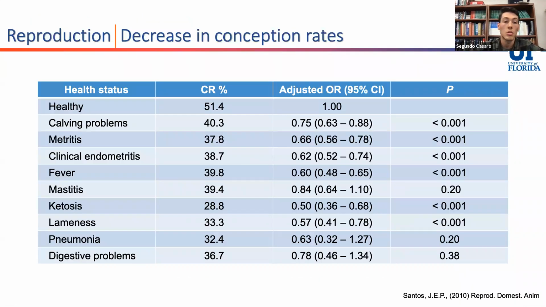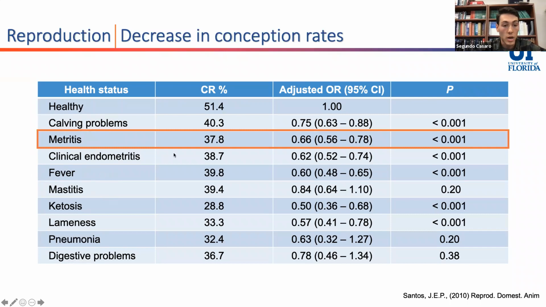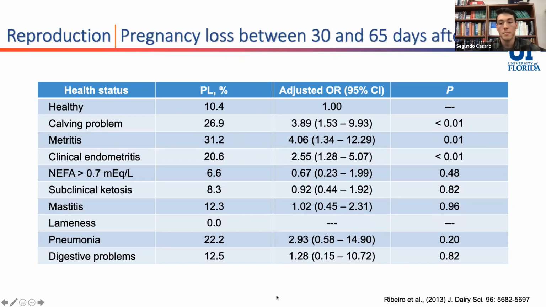So metritis also decreases the conception rates. In this study that was conducted by Dr. Santos, they collected health information about 5,700 cows, and they compared the conception rates between healthy cows, so without any disease, and cows with any of the diseases. And if we take a look at metritis, you can see that there's a decrease of 14 percentage points in conception rates in cows that develop metritis when we compare them with healthy cows.